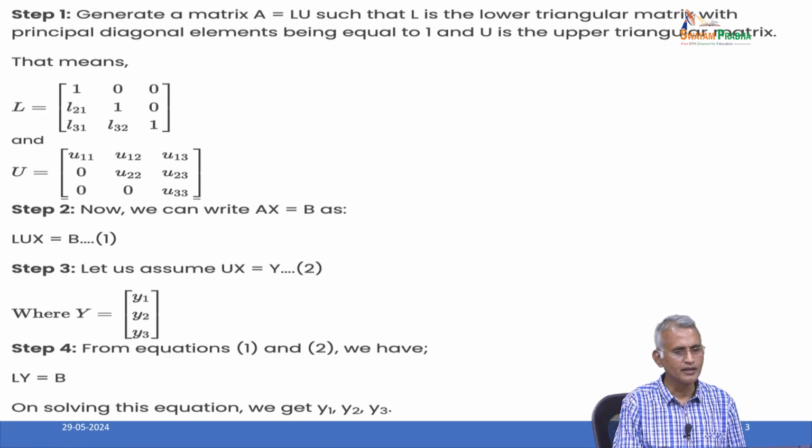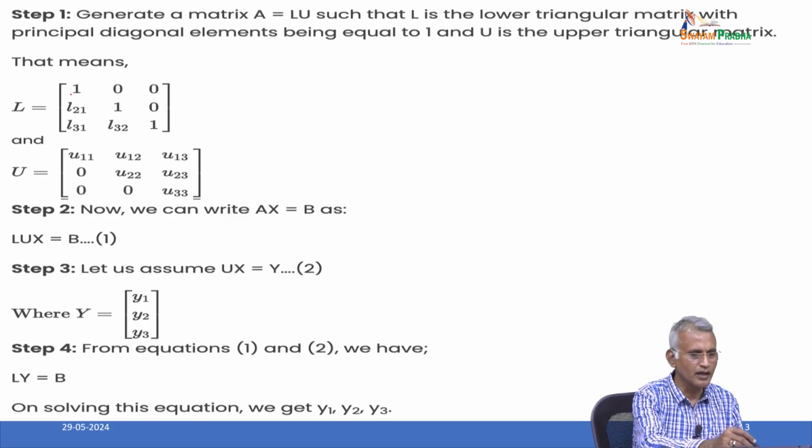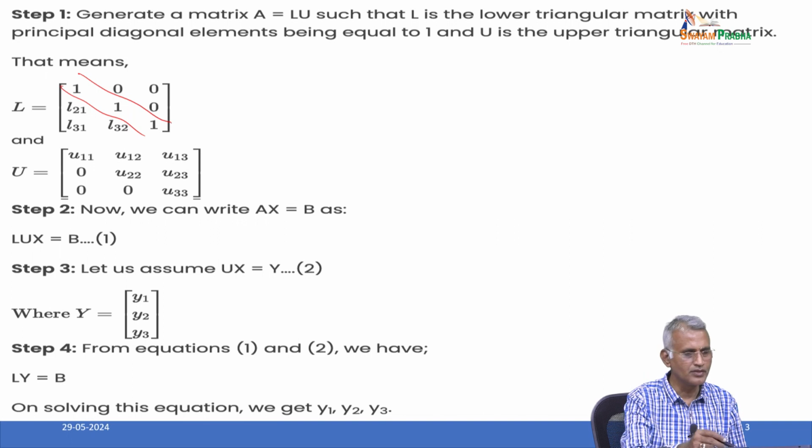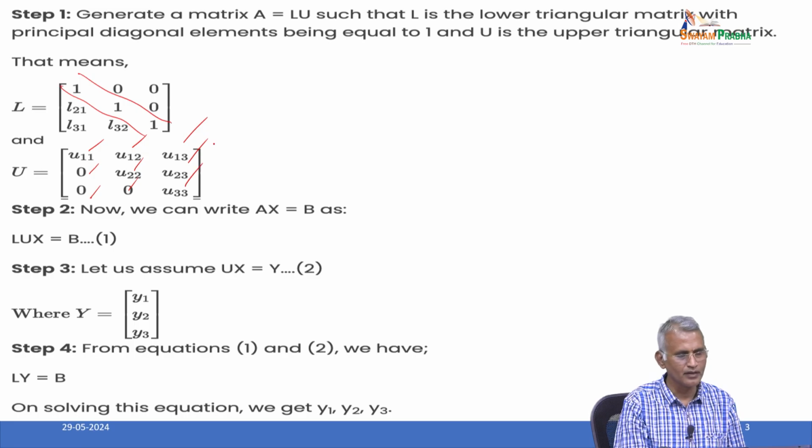Step 1, generate the matrix A equal to LU such that L is the lower triangular matrix with the principal diagonal elements being equal to 1, and U is the upper triangular matrix, meaning U11, U12, U13, 0, U22, U23, 0, 0, U33. Now, we can write Ax equal to B as LUx equal to B.